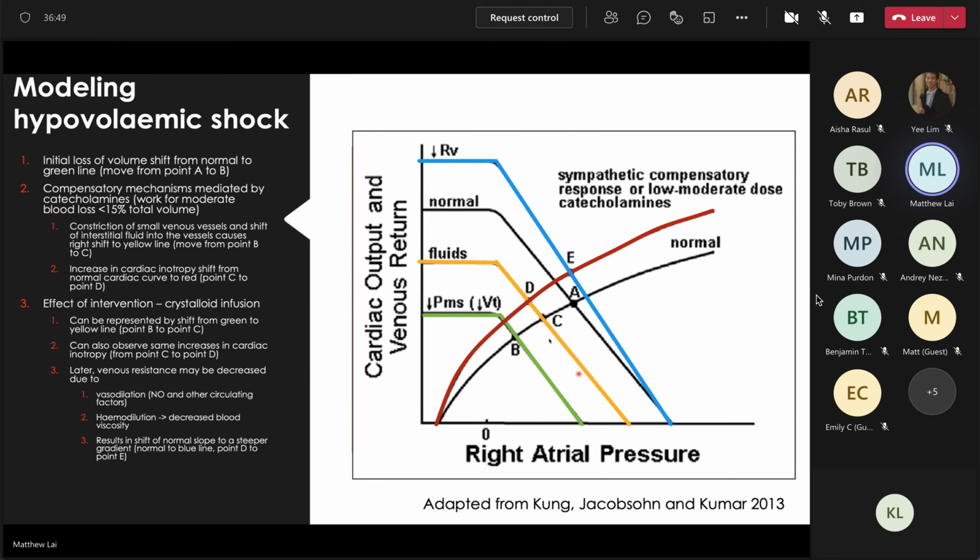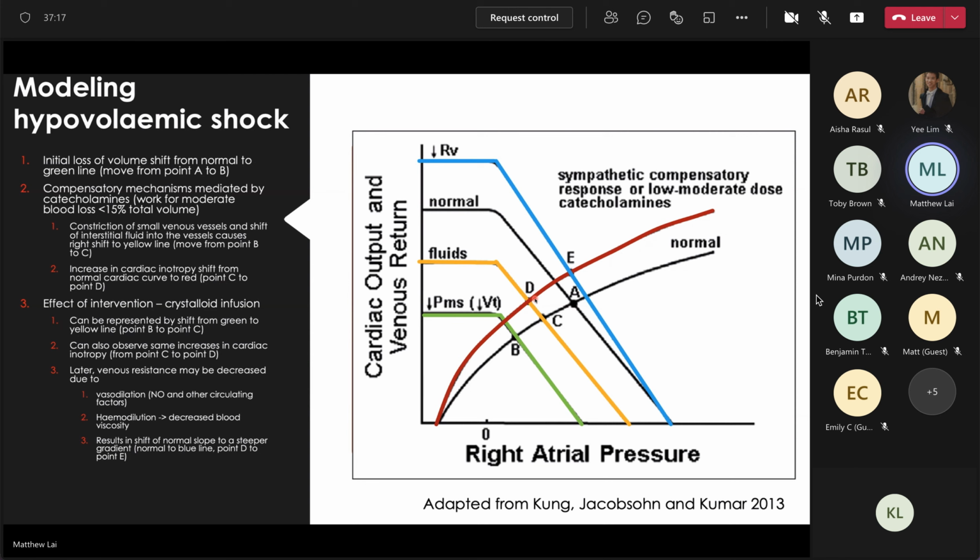Now, we can also observe changes in cardiac inotropy, because now that we've fixed your volume to an extent, your heart mechanisms can work properly again. And so your heart, which has more contractility because of residual effects from this mechanism, will also be increased. So we can use the same lines to model the effect of giving IV fluids.